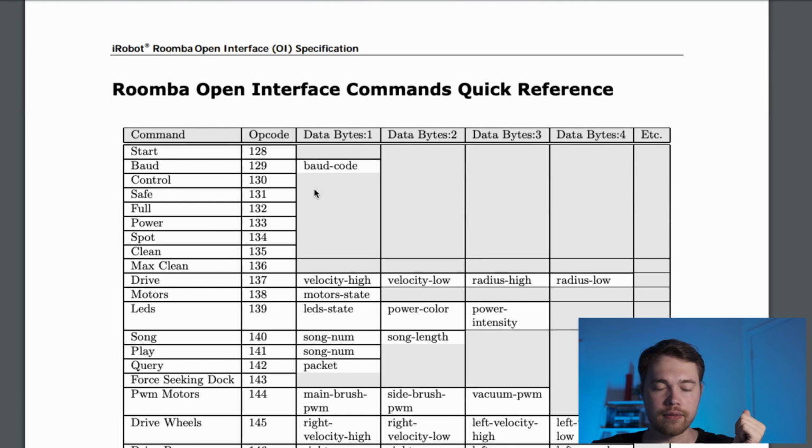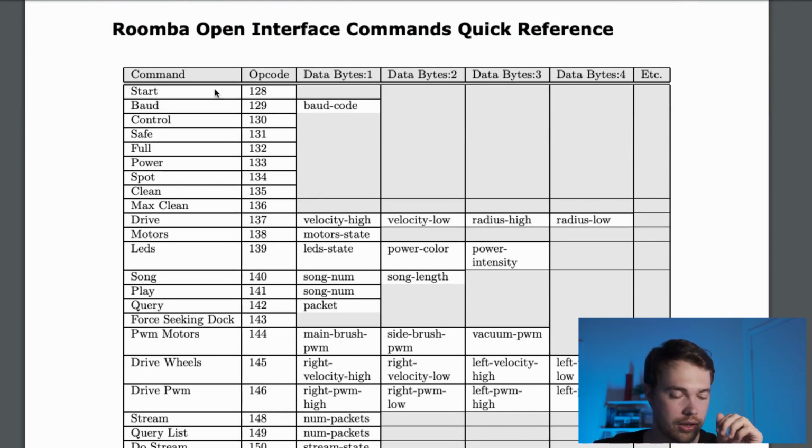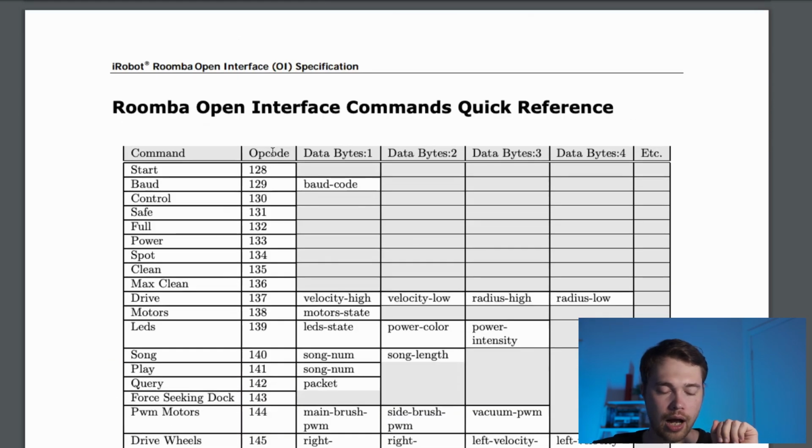And that is the table which summarizes everything we talked about. Here on the left you see the command, the opcode, operation code, and then the bytes. If it is grayed out, that means it's not expected. For example, for start, we don't expect any bytes of data, just 128. If we send the baud command, we send 129, and then we send the baud rate we want to change the UART to work with.